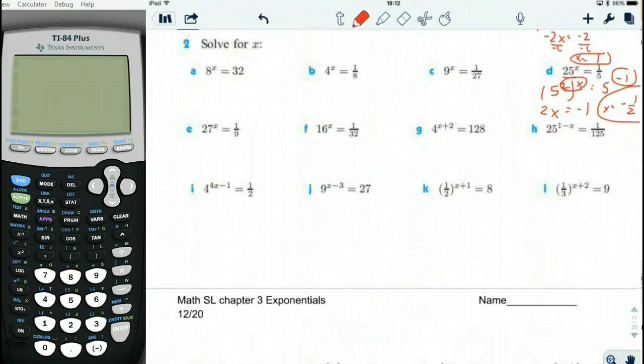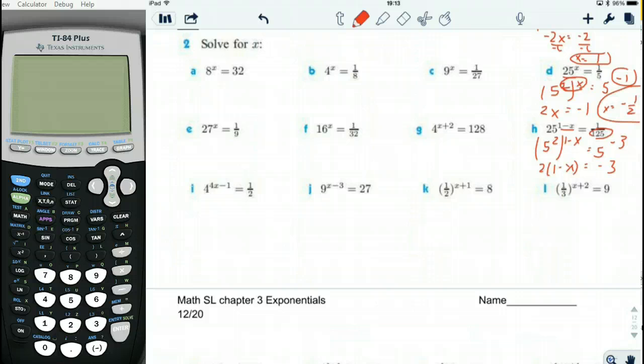Okay? And then here we got 25 to the 1 minus x, which would be the same as 5 squared to the 1 minus x is equal to, and if we put 1/125 in terms of 5, we would put 5 to the -3rd, because 125 is 5 to the 3rd. We invert it with a negative exponent. Okay. So now we can multiply 2 times 1 minus x, and that's the exponent. It's equal to -3.